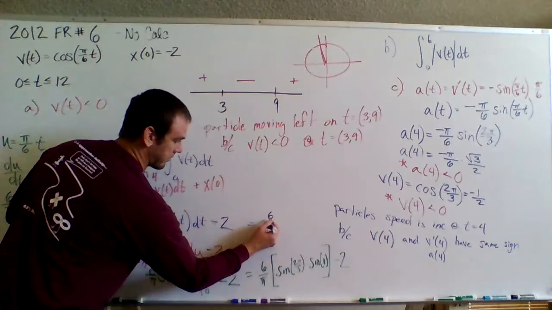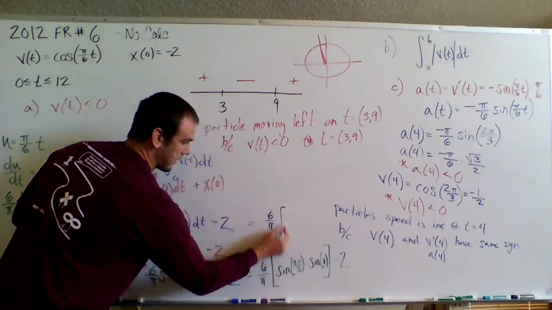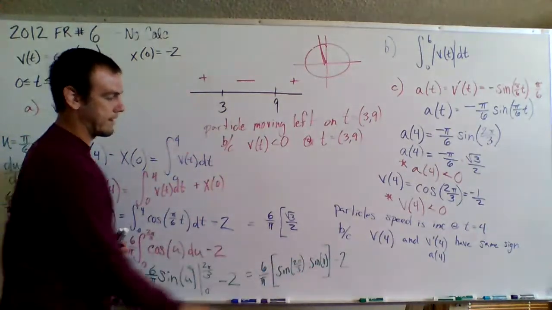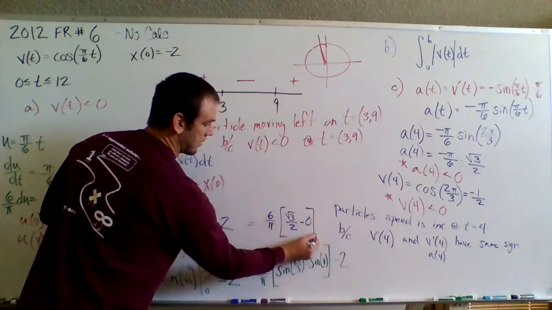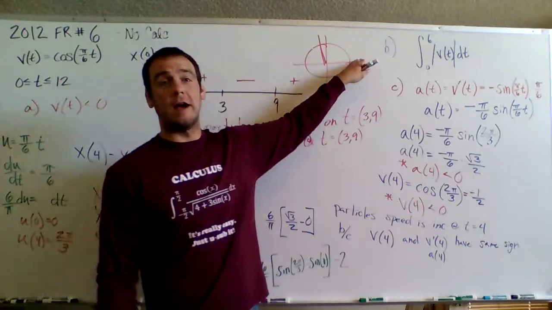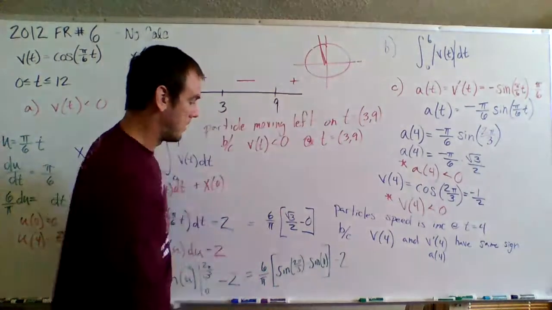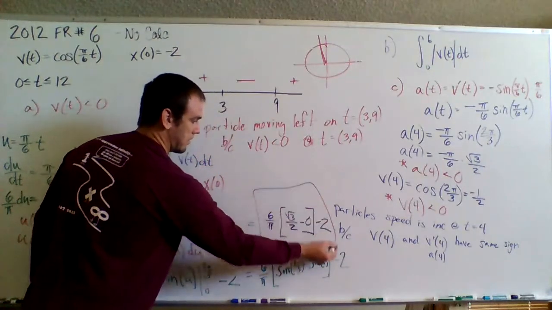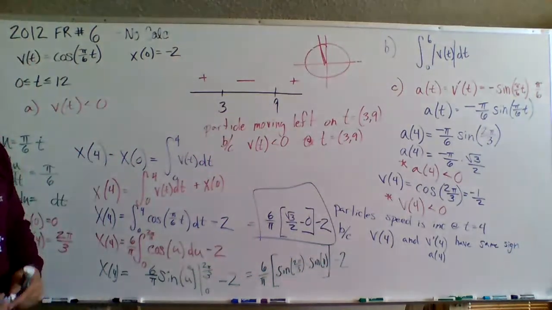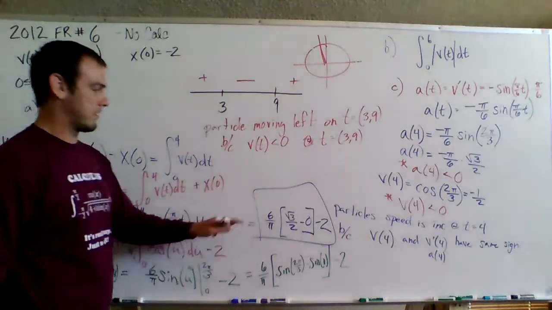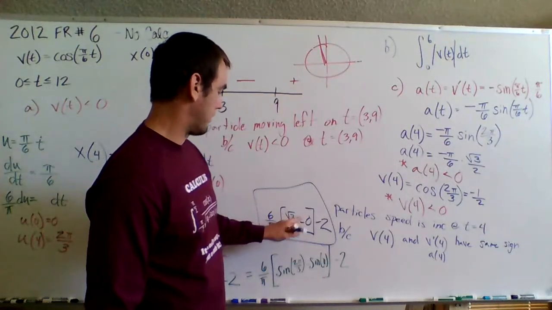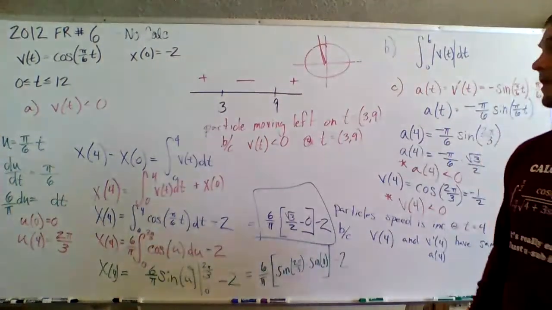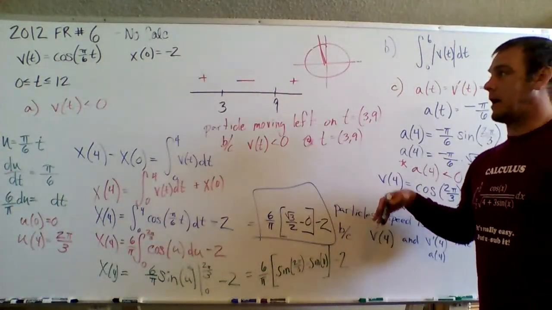So we've got 6 over pi times square root of 3 over 2. Okay, sine of 0 is actually going to be 0. If you think about that, my y value at 0 is going to be 0. And then all minus 2. And stop. Holy cow. Yep, don't reduce that anymore. If you did, you get 3 square roots of 3 over pi, all minus 2, which you don't need to do. Okay? That was it.